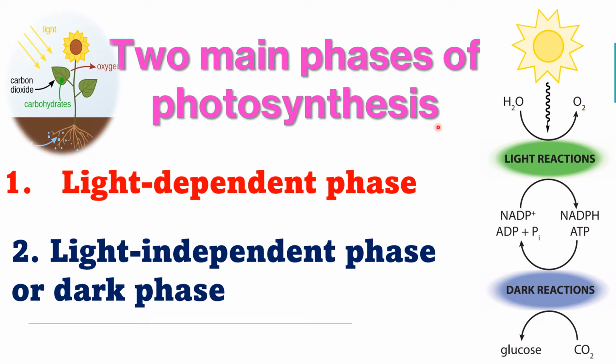In the process of photosynthesis, there are two main phases. First phase, light dependent phase. What is light dependent phase? The chemical reactions in this phase require light energy. The next phase, light independent phase or dark phase. What is light independent phase? The chemical reactions in this phase do not require light energy. This is also known as dark phase.